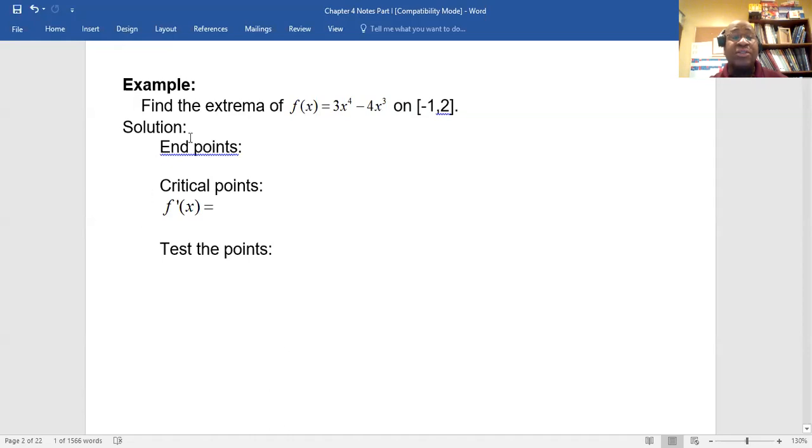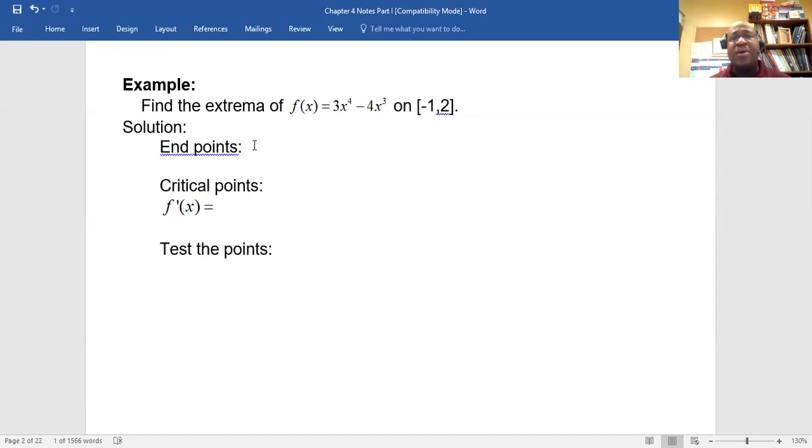So now what we're going to do is, first of all, identify the endpoints. Secondly, we're going to identify the critical points. Those are all the points, the endpoints and the critical points, where the highest and lowest values could occur. So once we find out what those points are, then we're going to test each of those points against the function to find out which is going to be the maximum, which is going to be the minimum.